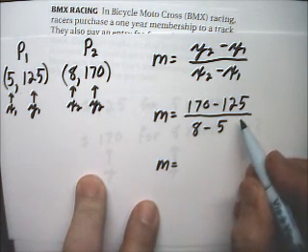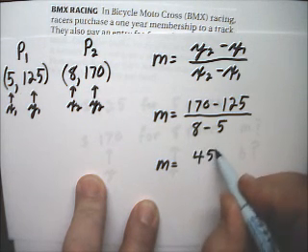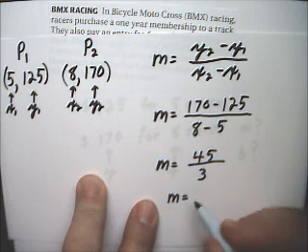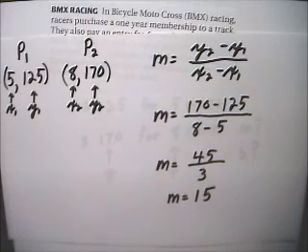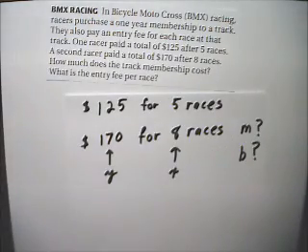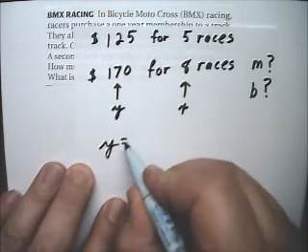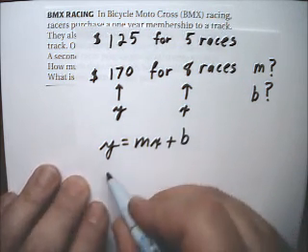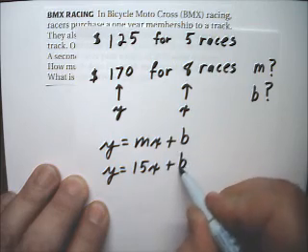And 170 take away 125, that is 45. 8 take away 5 is 3. 45 divided by 3 is 15. So we figured out that the slope is 15. So getting this into an equation, we're going to start out with y equals mx plus b, and we just figured out that the slope is 15, so it's y equals 15x plus b.